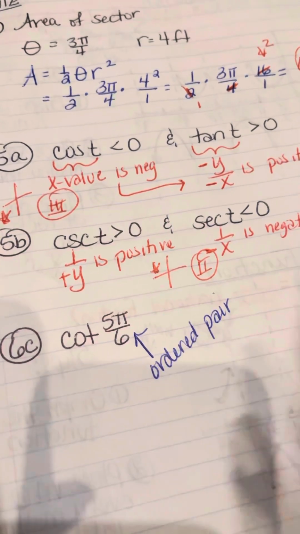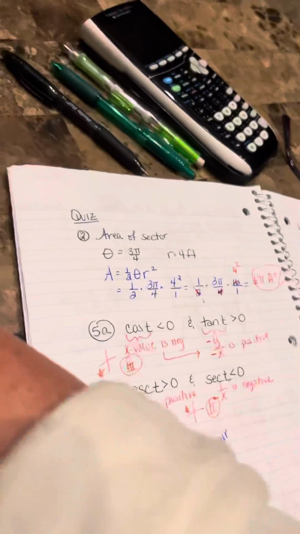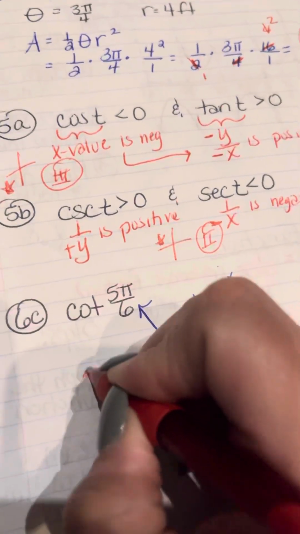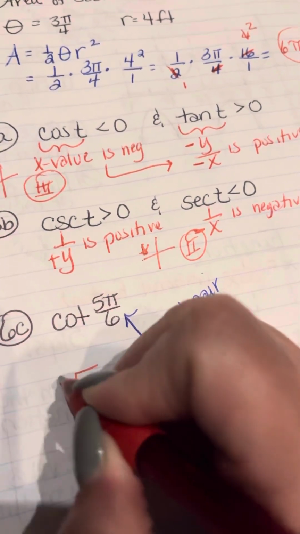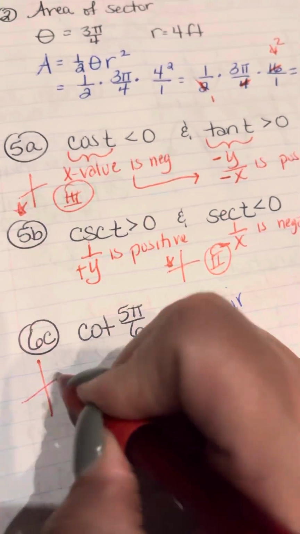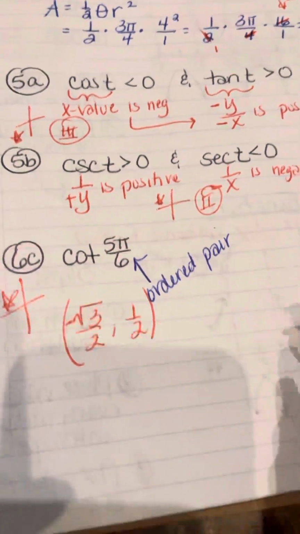Here we have to go get the ordered pair for pi over 6. So there's the ordered pair for pi over 6, the square root of 3 over 2. Then we have to think about what quadrant this is in. 5 pi over 6 is in quadrant 2, which makes the x value negative and the y value positive.